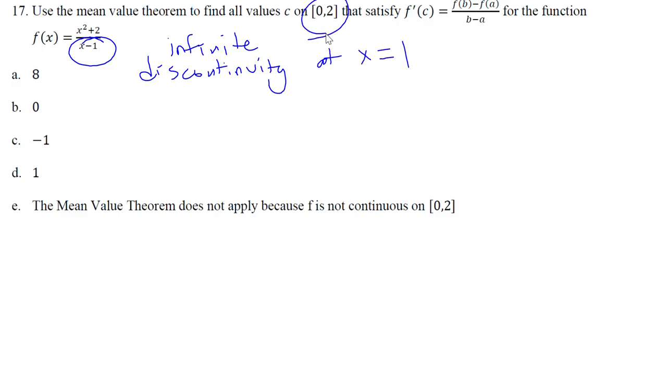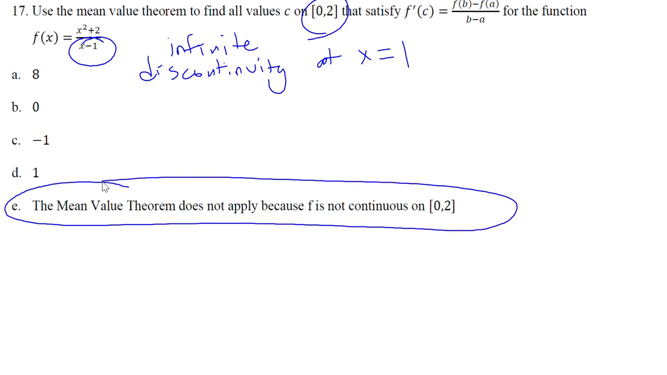Well, positive 1 is on the interval 0 to 2, which means that the mean value theorem does not apply because f is not continuous on that interval. If it was continuous, then we'd need to check if it was differentiable. And if it was, then we would use the mean value theorem.